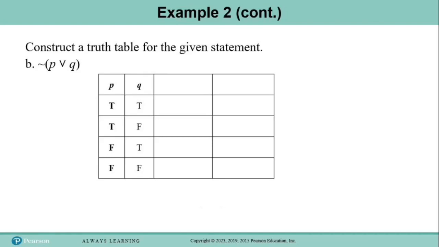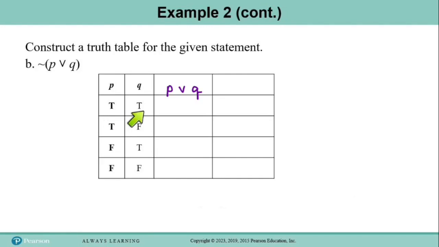So this one's very similar, but it has an or statement. So this one is not parentheses P or Q. So our first column heading will be what's in the parentheses. So that's going to be P or Q. Now we know for or statements, an or statement is true whenever one or both components are true.